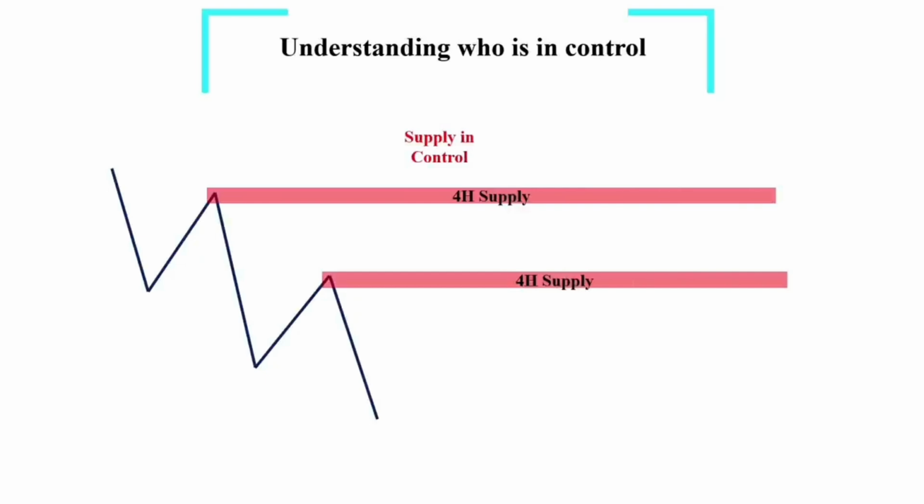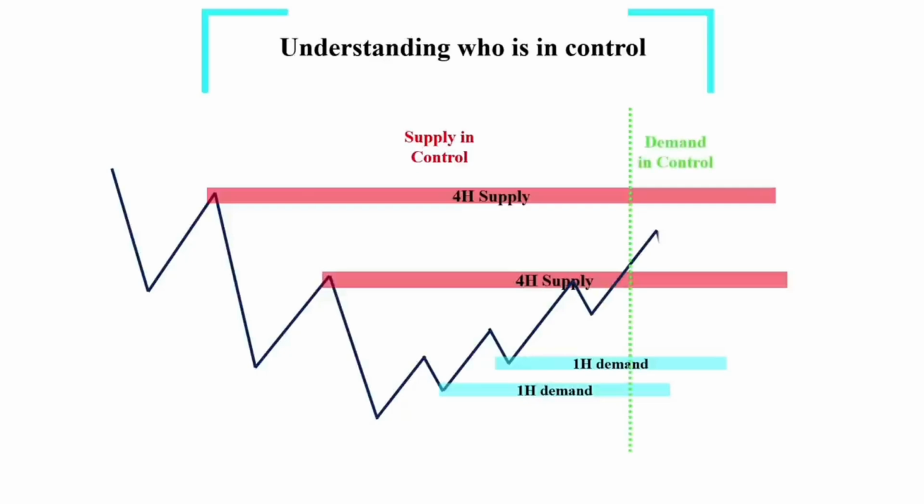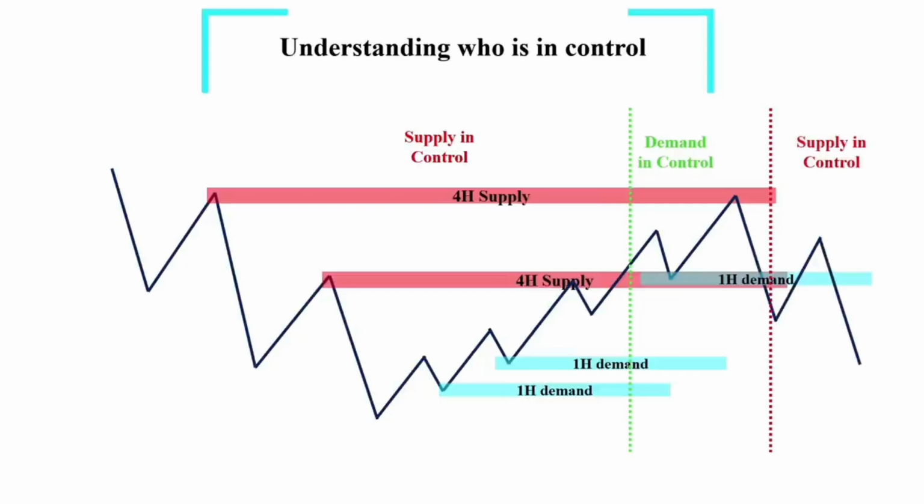Imagine this is 4-hour structure, and we can clearly see that we are in a downtrend, so supply is in control. Although we have a short-term uptrend, as long as we stay below the 4-hour supply zone, we have a bearish bias. But if we break the major 4-hour supply zone, we can establish that demand took control. And as long as we stay above the major demand zones, we have a bullish bias. But if we break the demand zone to the downside, we can establish the uptrend is over and supply takes control.